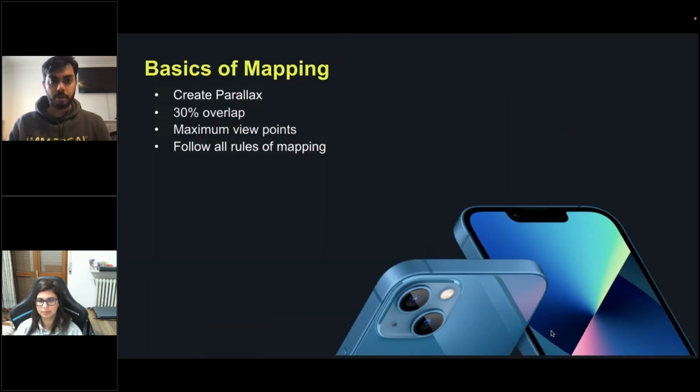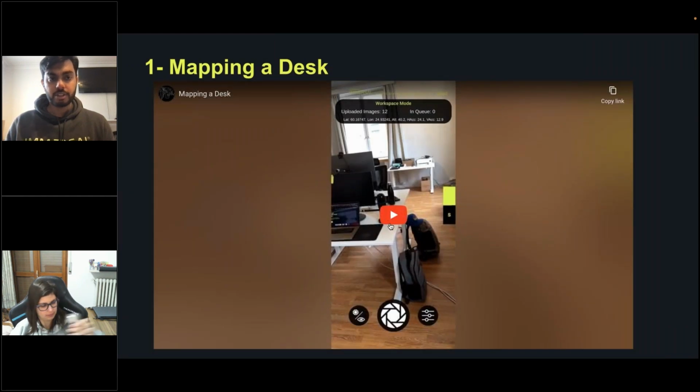So let me remind you of the basics of mapping: create parallax. Parallax is taking pictures from small different angles. So it will create parallax and have 30% overlap and maximum viewpoints, for example capturing images from a lot of points of the same object from different angles, and follow all the rules of mapping that we have already discussed. And now we go forward to our first question.